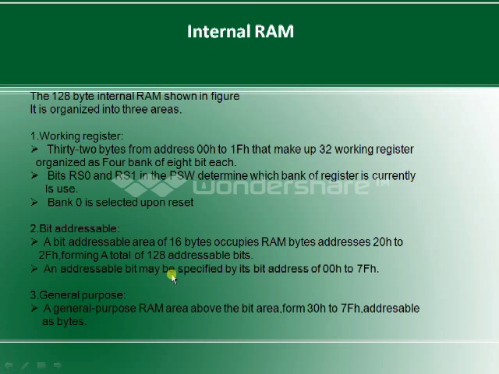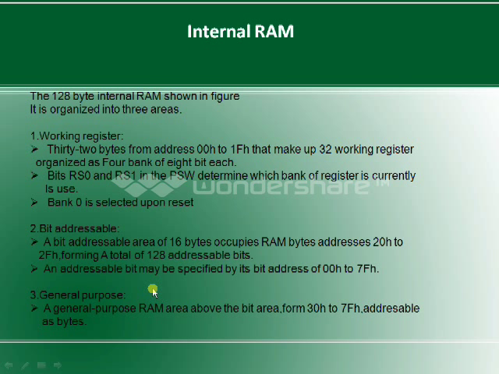An addressable bit may be specified by its bit address from 00H to 7FH. These are the bit addresses, that is 00 to 7FH. I can address a single bit without modifying the content of the other bits with the help of instructions like the SETB instruction and the CLR B instruction.